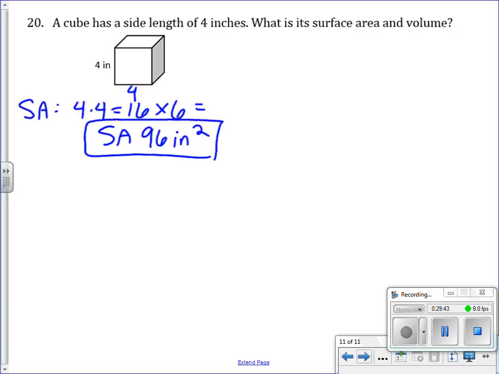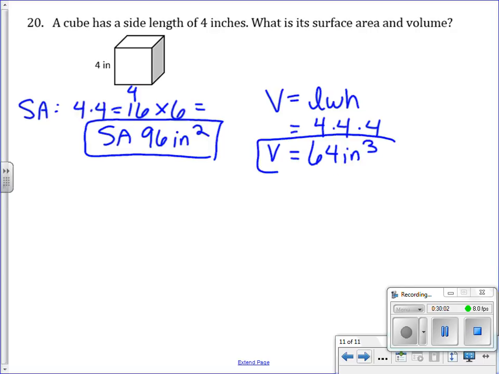And then I need the volume. Okay, volume is going to be easy because we know it's the area of the base times the height, which mainly means length times width times height. And then it's just going to be 4 times 4 times 4. And when I do that math, I wind up with 64 inches cubed for my volume. So that one's pretty simple there.